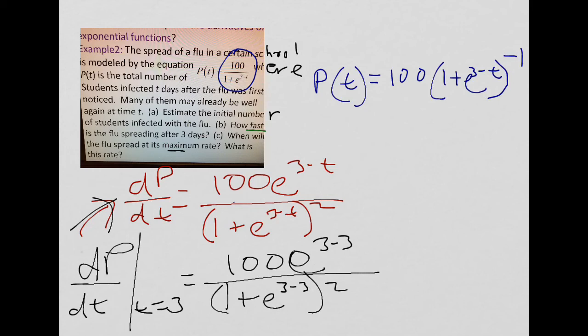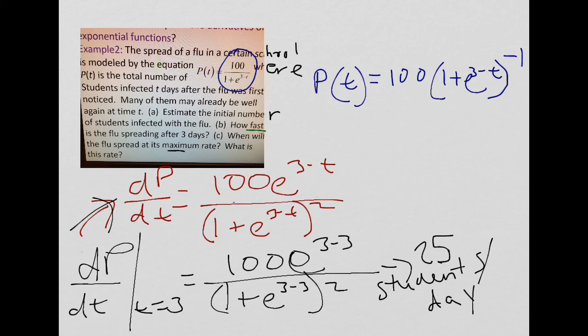All right, so this actually works out to a nice number because we get 100 over 4. And that means that it was 25 students per day. Students per day. There we have it.